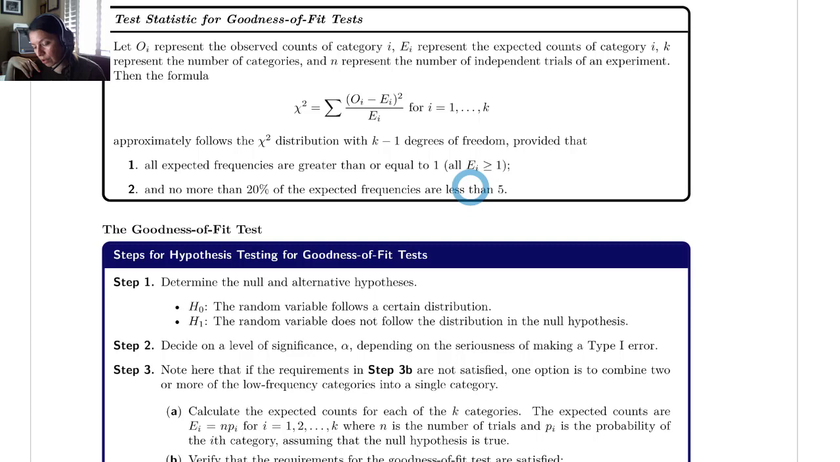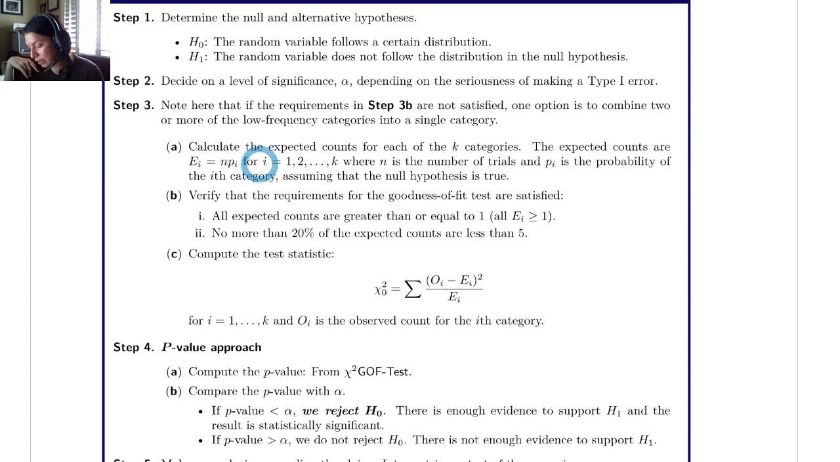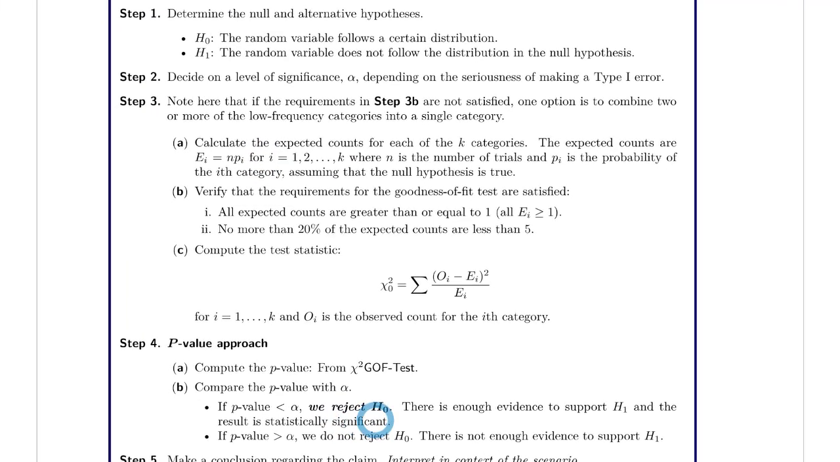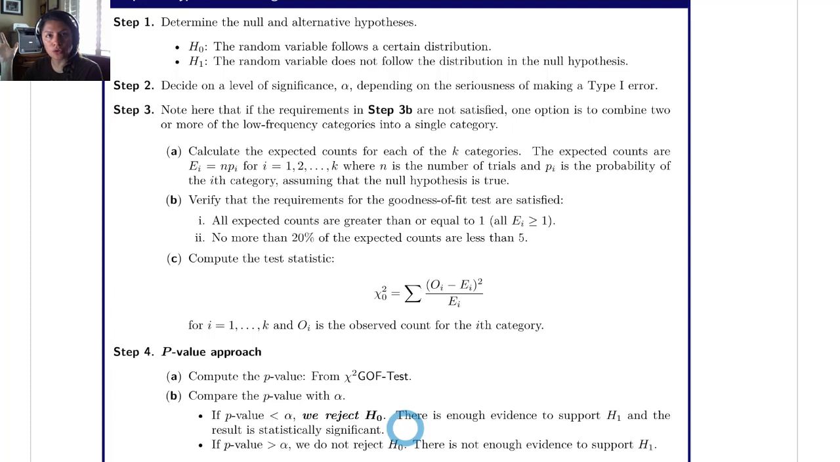So just like anything else, here is the goodness of fit test, with the same 5 steps as usual. Step 1, do your hypothesis. Step 2, level of significance, draw the curve. Step 3, calculate the expected counts, which we just did in the previous example, and verify the two requirements that we just discussed, and then compute the test statistic. Don't worry too much about the test statistic because we can do that in the calculator. The calculator will give us that.